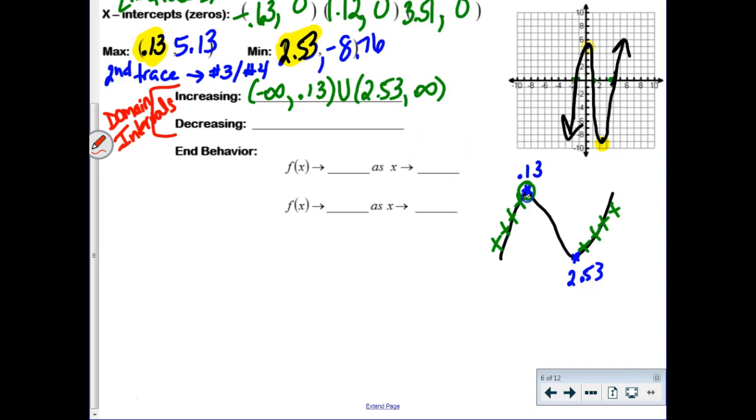For decreasing behavior, that's the downhill roller coaster part. That would be from here to here. So 0.13 to 2.53.